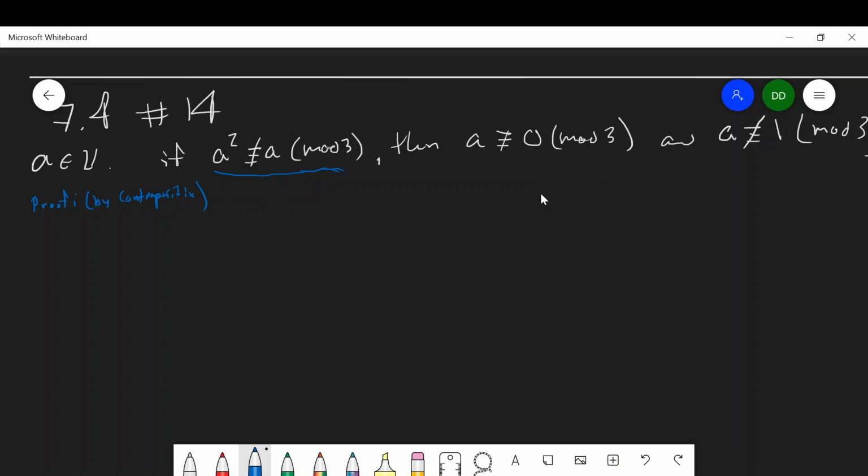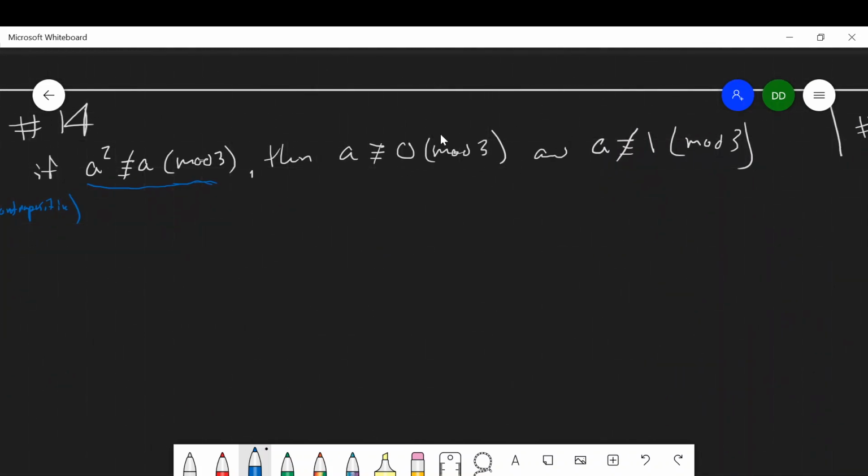But what about over here? The conclusion of this is a conjunction. A is not equivalent to 0 mod 3, and A is not equivalent to 1 mod 3. Think of this like P, and this is Q. Then this statement would be P and Q, and I want the negation of that because I'm doing a contrapositive, right? So this is not (P and Q), which is an equivalent statement as not P or not Q. And so the hypothesis of my implication in the contrapositive would be A is equivalent to 0 mod 3, or A is equivalent to 1 mod 3.